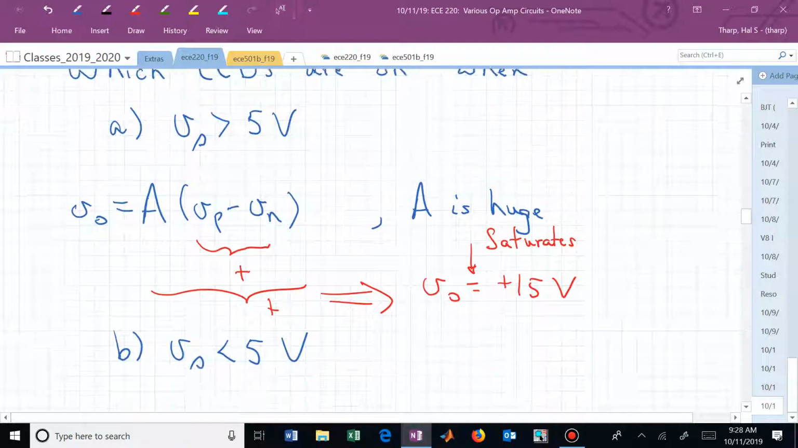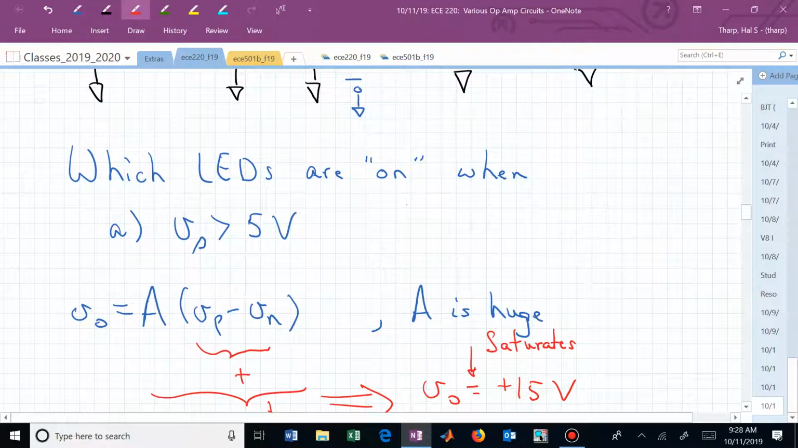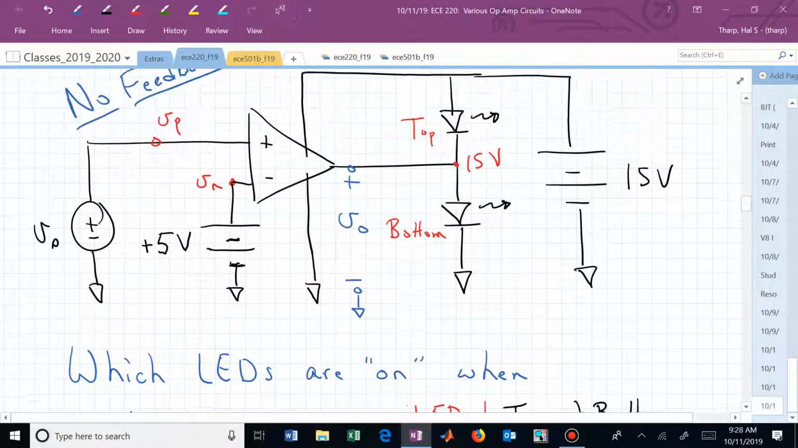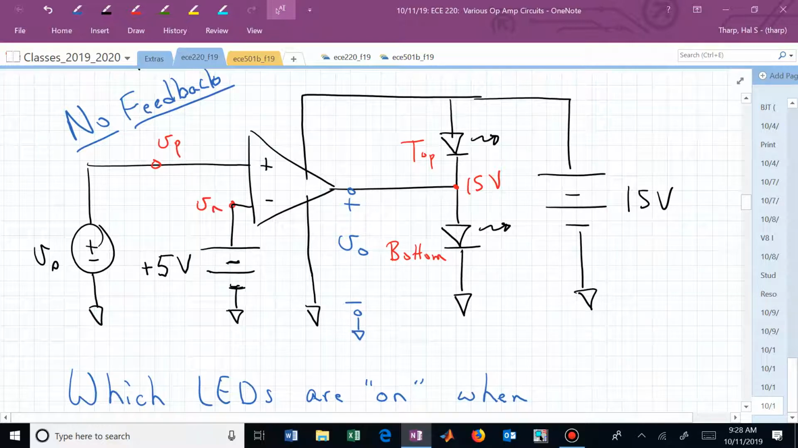Let me just say here are the LEDs, and here's their status. Here's the top one, and there's the bottom one, and their status is either on or off. Is the top LED on in this part A? No, we have no voltage drop across the pins of that LED. There's no potential to drive current through that LED. The top LED is off.